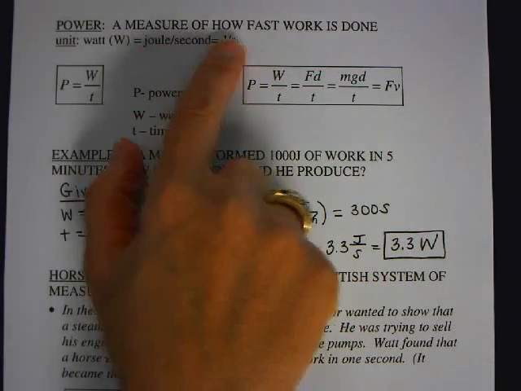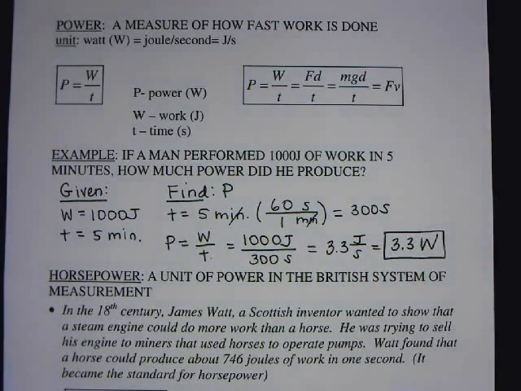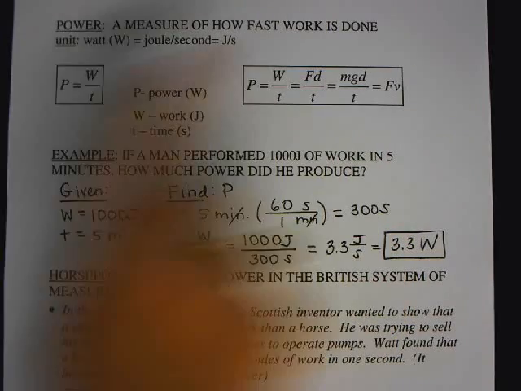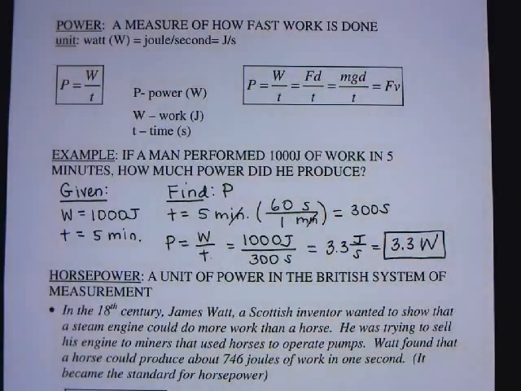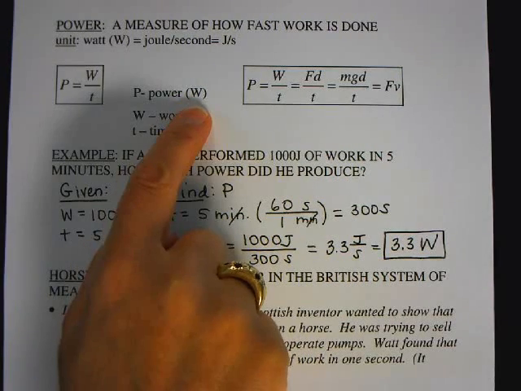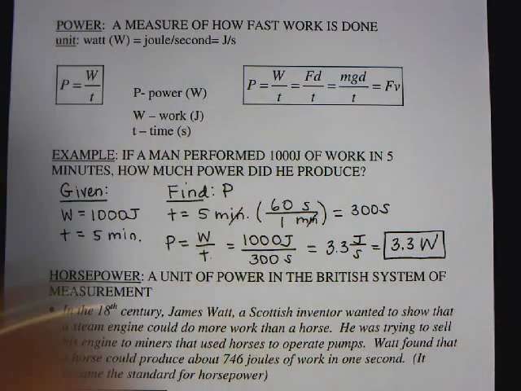So power, a measure of how fast work is done. So when you think about that in layman's terms, how fast, that's a rate. So power is work divided by time. So work is measured in joules, time is measured in seconds, so now we have a new unit, and the new unit is called a watt. So a joule per second is a watt.